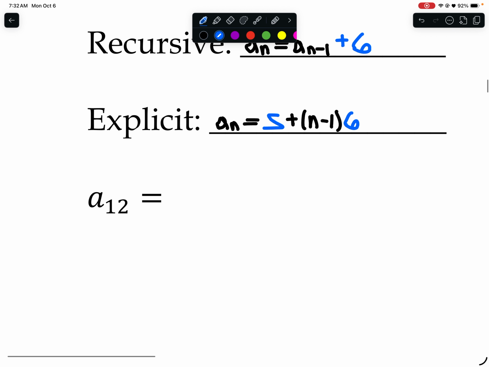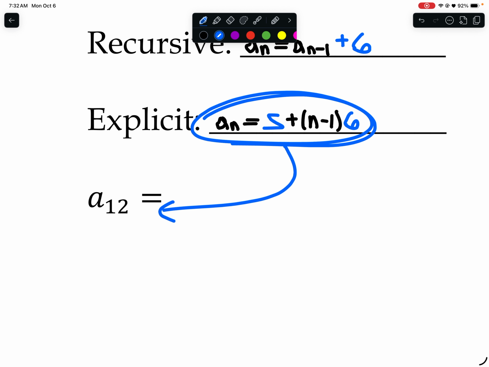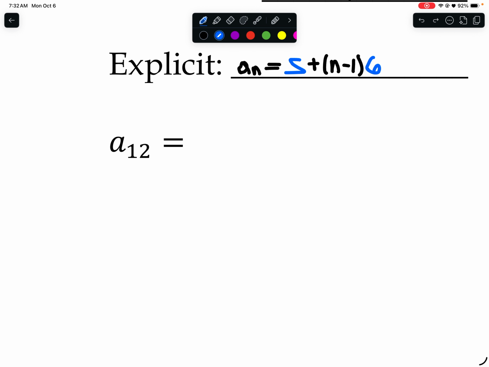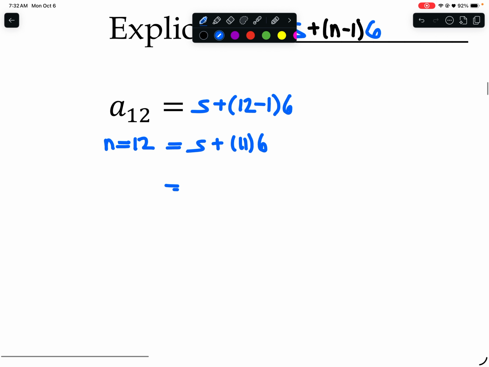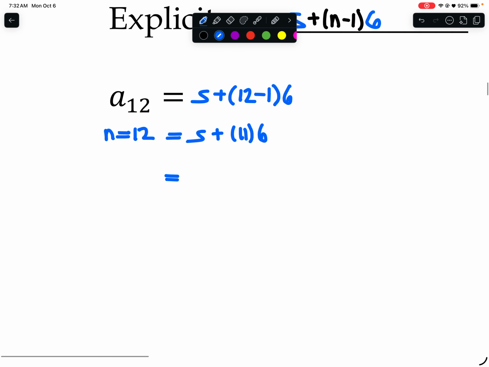And then we're going to use this explicit form to actually find the value of the indicated term down here at the bottom. This tells me I want to find a sub 12, so my n value is going to be equal to 12. So when I plug in, 5 plus 12 minus 1 times 6, this is going to be 5 plus 11 times 6, which is going to be 66. So 66 plus 5 is going to give you 71.